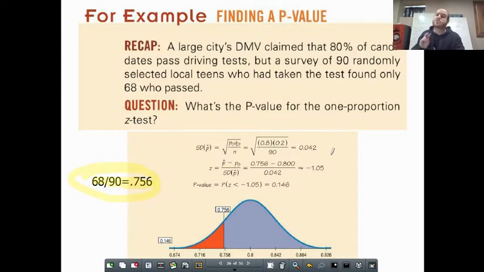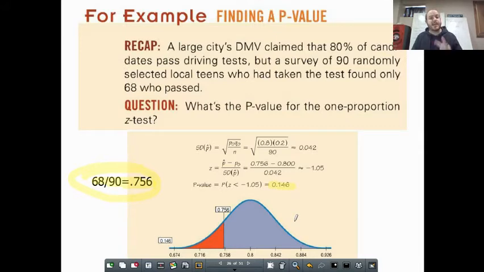Now, from here, there are two ways we could do this. Either A, you could go into your calculator and go to normal CDF, and you would go from negative 9999 up to 0.756, plug that in for the normal CDF, and it's going to ask for the mean and standard deviation. For the mean, you would put 0.80 because that's the assumed mean. And for the standard deviation, we would put in that 0.042. If you do that, your calculator will shoot out this 0.146, which we'll talk about as the answer in a second.